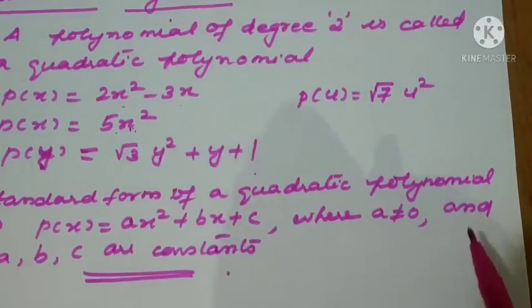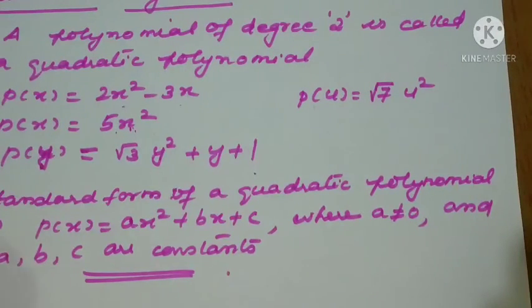So we have studied about a quadratic polynomial. Any polynomial of degree 1 is called a linear, and any polynomial of degree 2 is called a quadratic. So standard forms also we have studied today. What are the standard forms? For a linear polynomial, ax plus b and a not equal to 0. For a quadratic polynomial, ax square plus bx plus c, where a not equal to 0, and a, b, c are constants. Now 2 more polynomials we have to study based on the degree.